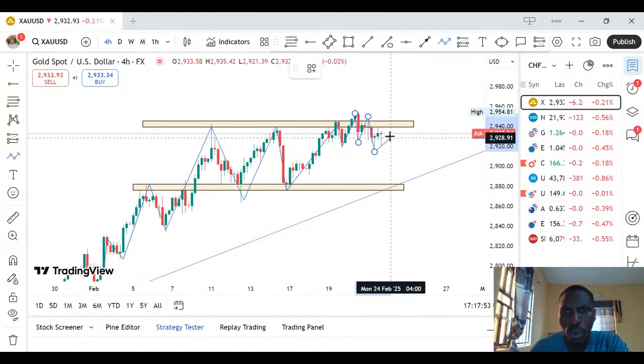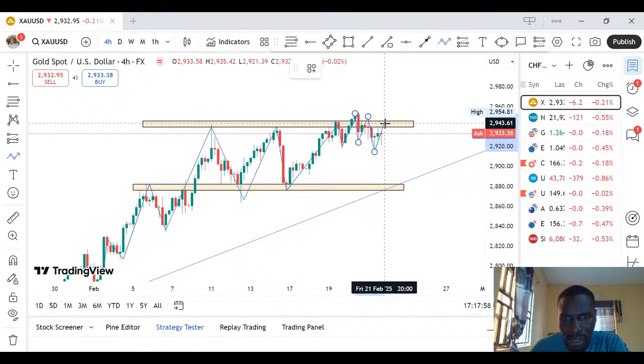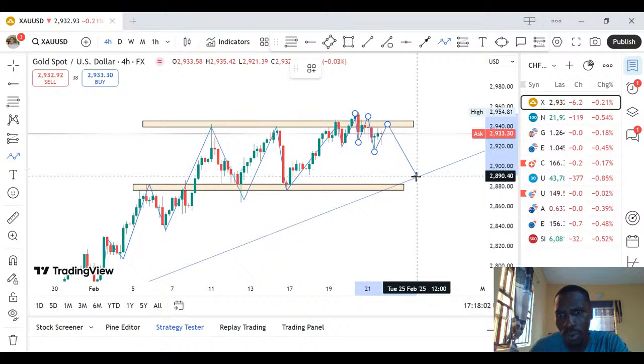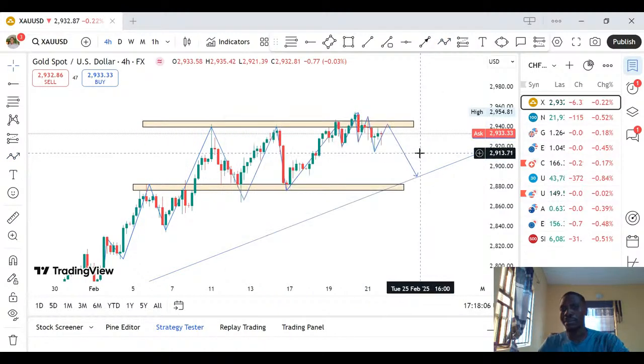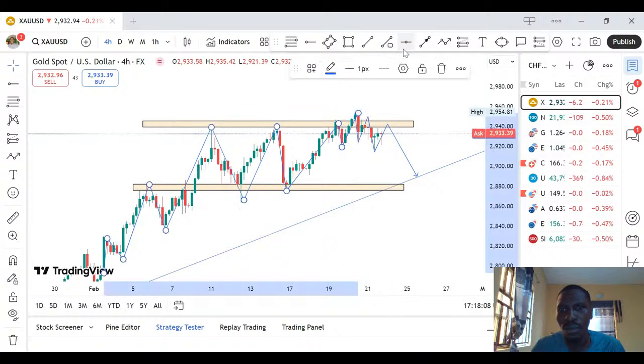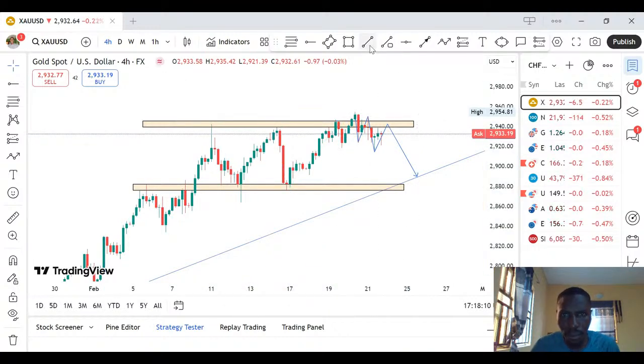So what I'm waiting for is to see a rejection at this point. If we could get a rejection at this point, then it means price will fall back to this zone. So that's my take on it. Let me take this out. So I'm saying if we pick it from here, it has been a range.